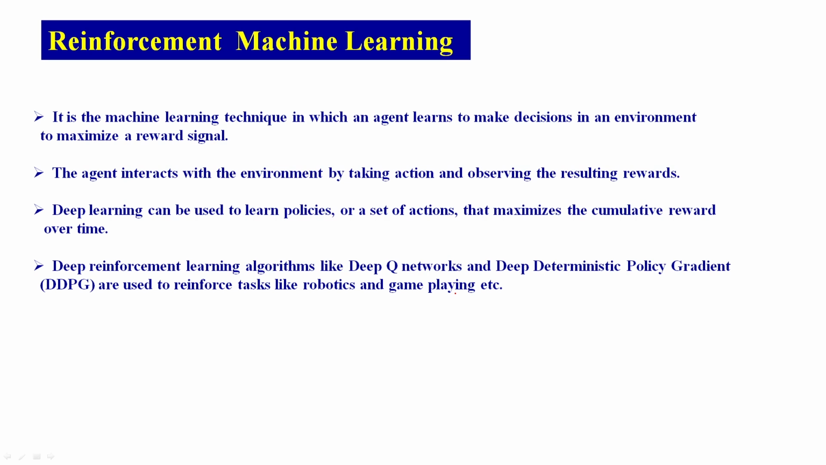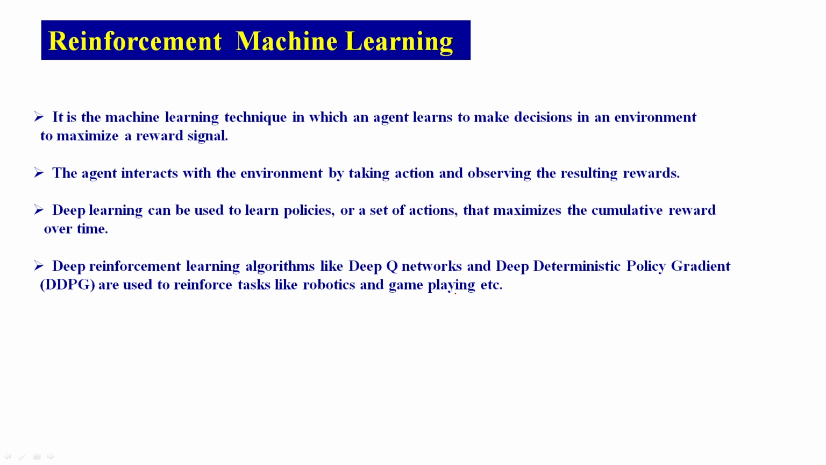And reinforcement learning methods like deep Q networks and deep deterministic policy gradient are widely used for tasks like robotics and game playing. So, therefore, it is nothing but agent based learning, and agent based learning is that you employ some agents that will learn in an environment to maximize the reward. That is the idea of this. Now, how it is done we will discuss later also.